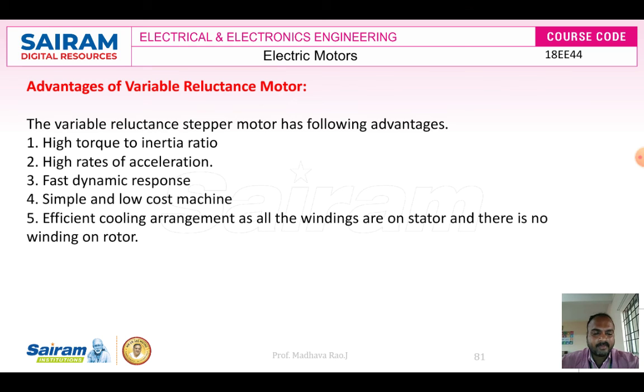Here are the advantages of the variable reluctance motor: high starting torque, high torque to inertia ratio, high rates of acceleration, fast dynamic response, and simple, low cost construction. Effective cooling arrangements are also possible, as all the windings are on the stator and there are no windings on the rotor. So cooling arrangements need to be given to the stator only, not to the rotor.